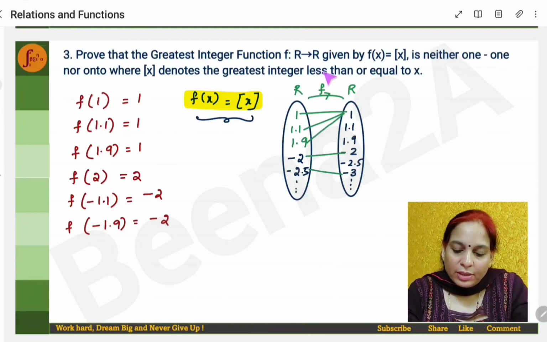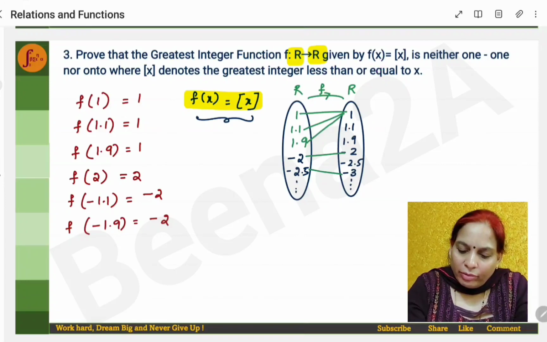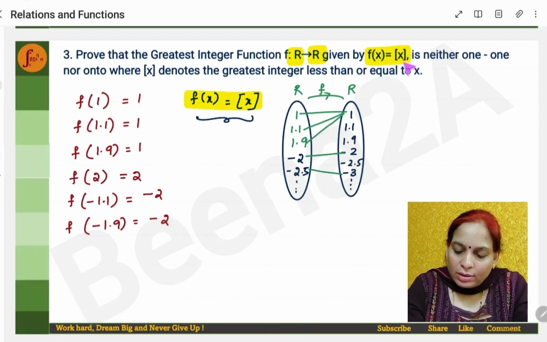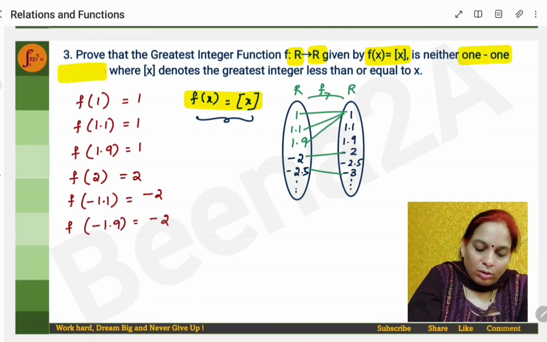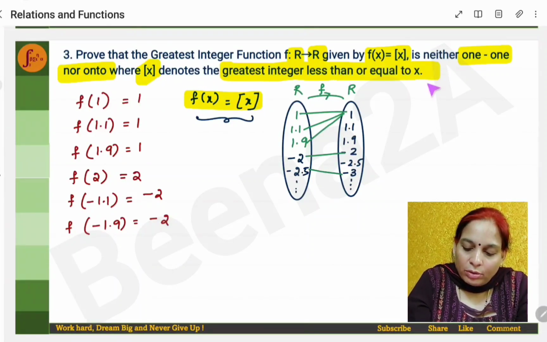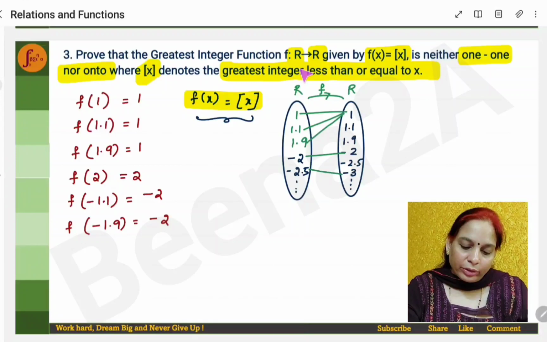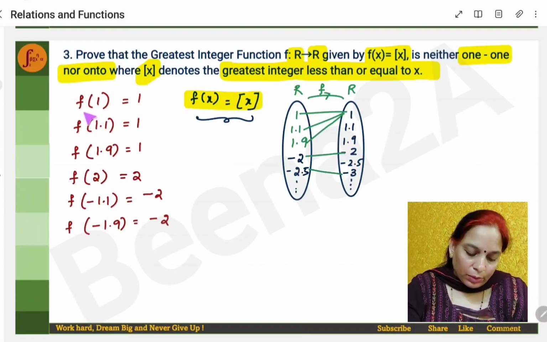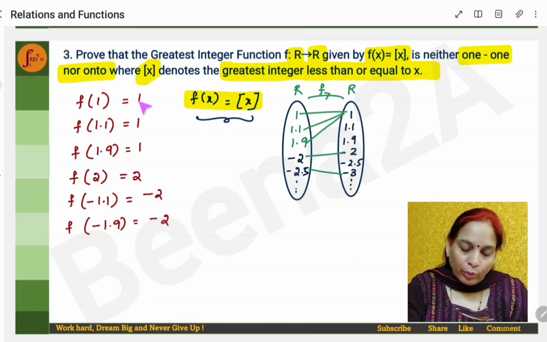Prove that the greatest integer function from real numbers to real numbers, given by f(x) = [x], is neither one-one nor onto, where [x] denotes the greatest integer less than or equal to x. So what is the greatest integer function? If I take f of 1, then it will return 1.